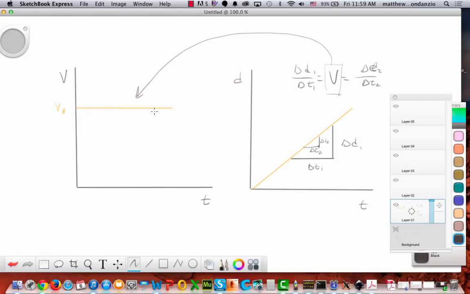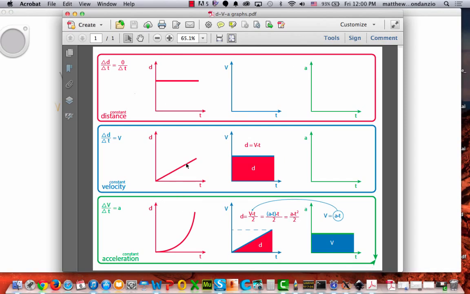But what's changing? My direction changes. Velocity is not just my speed; it's a speed and a direction. And if my direction changes, then I actually have a change in my velocity. We'll deal with that later. I just wanted to make a side note. But for the moment, that's what constant velocity looks like. So I go back to my graph, and I say, look, here's my constant velocity on a distance versus time graph.